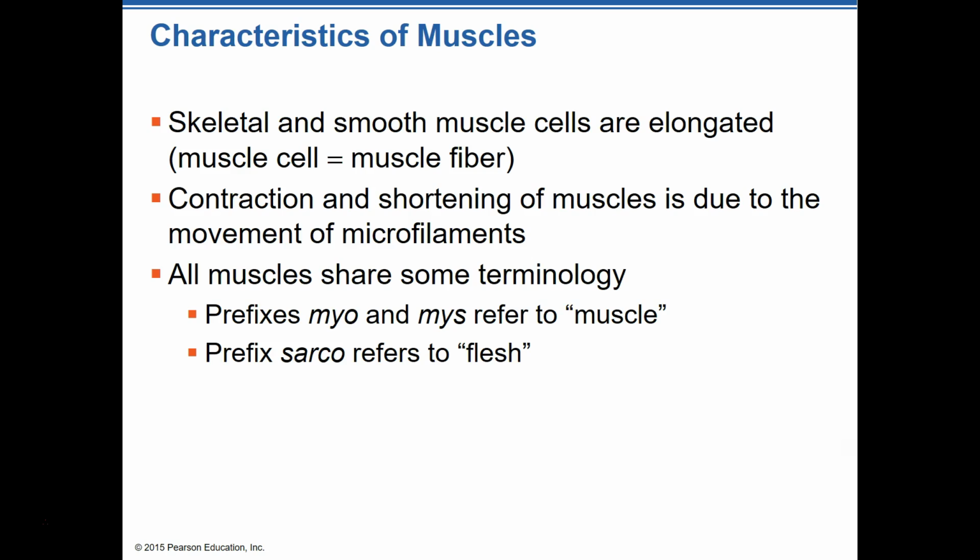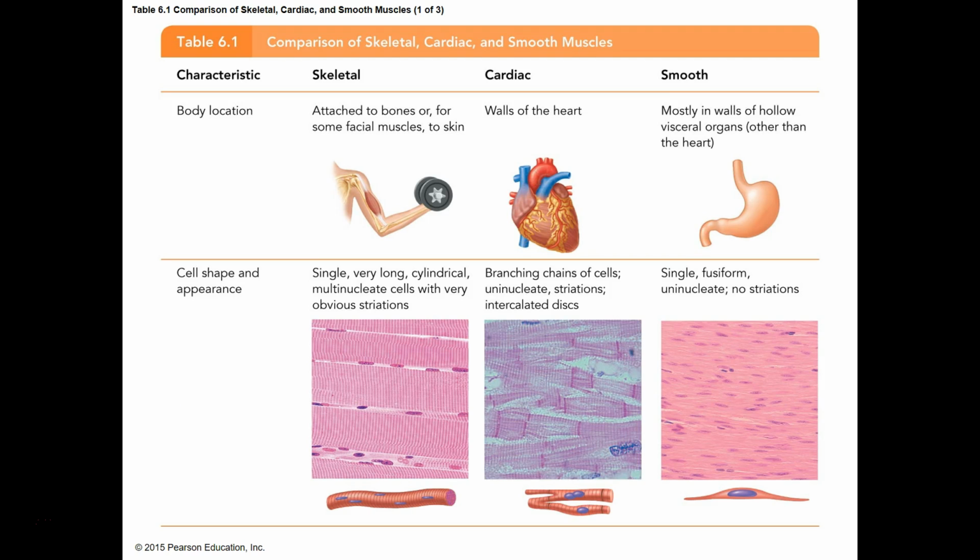All muscles that we're going to talk about share the same terminology, such as the prefixes myo and mys. Both refer to muscle, and sarco refers to flesh. So when we talk about sarcomeres or myoglobin or those types of things, we're talking about muscles or flesh. It's helpful to know that terminology so you can clear it up in your head when you get a little bit confused.